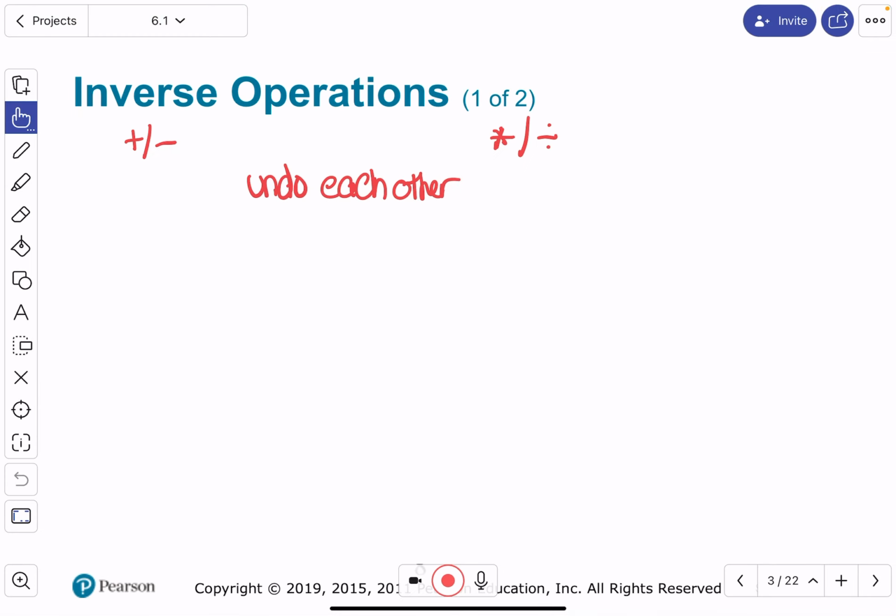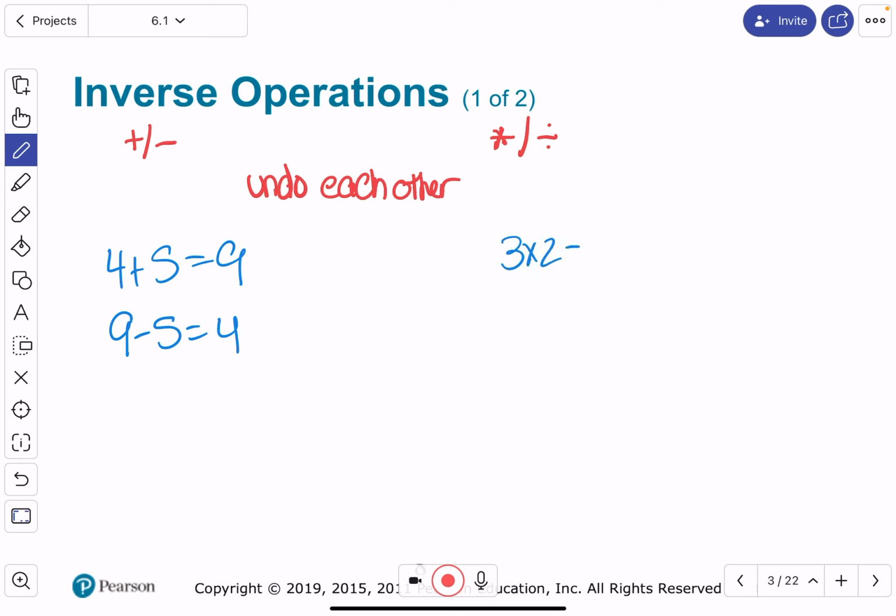All right, inverse operations undo each other. So for example, you have addition and subtraction. 4 plus 5 is 9, and you can undo that by subtracting 5 and getting back to 4. Multiplying is the same thing. 3 times 2 is 6, and if we divide by 2, that brings us back to our original number, 3. So that's why they're inverse operations.